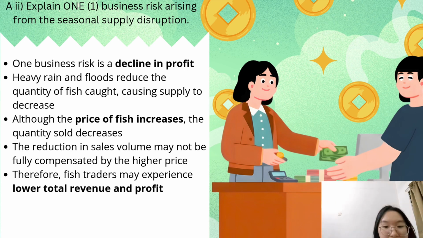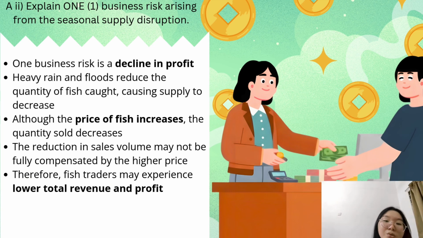Heavy rain and floods reduce fishing activities, which decreases the quantity of fish caught. As a result, the supply of fish in the market decreases. When supply decreases, the price of fish increases due to the shortage in the market. However, the quantity of fish available for sale becomes lower.